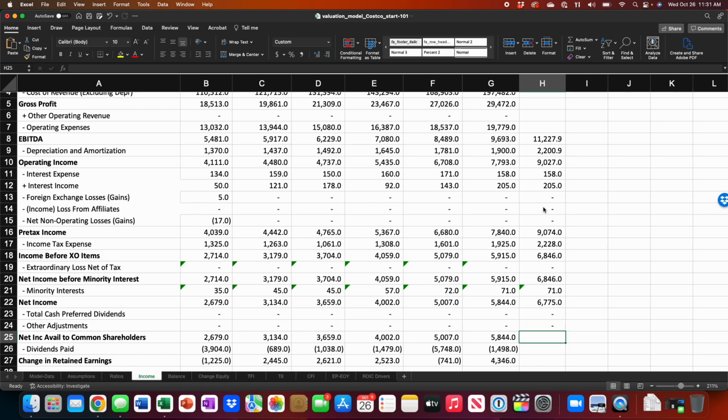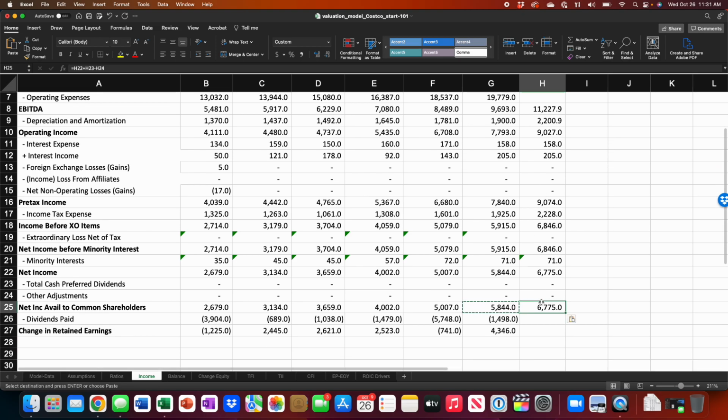Now, next, net income available to common shareholders. Take G25, copy it, and paste it in H25. So that's just net income minus the cash preferred dividends minus the other adjustments, so $6,775. Next, we have dividends paid. Again, common dividends equal the previous year. But here's an important point. Notice that common dividends paid is negative $1,498. Notice that minority interest is positive 71.